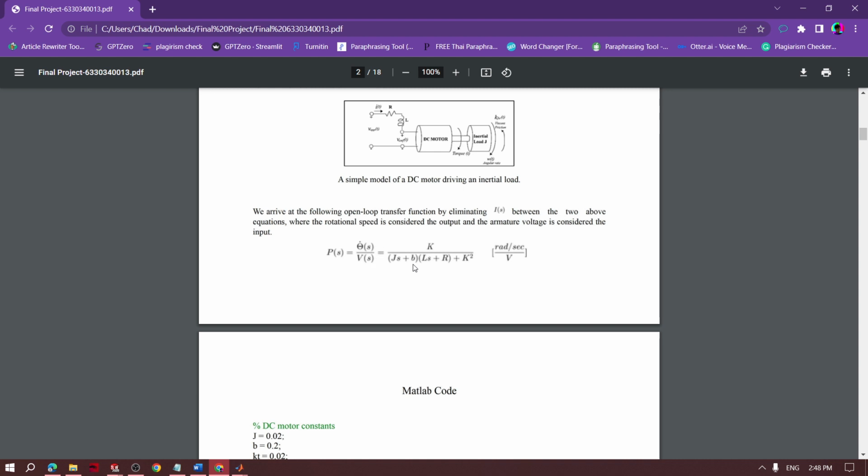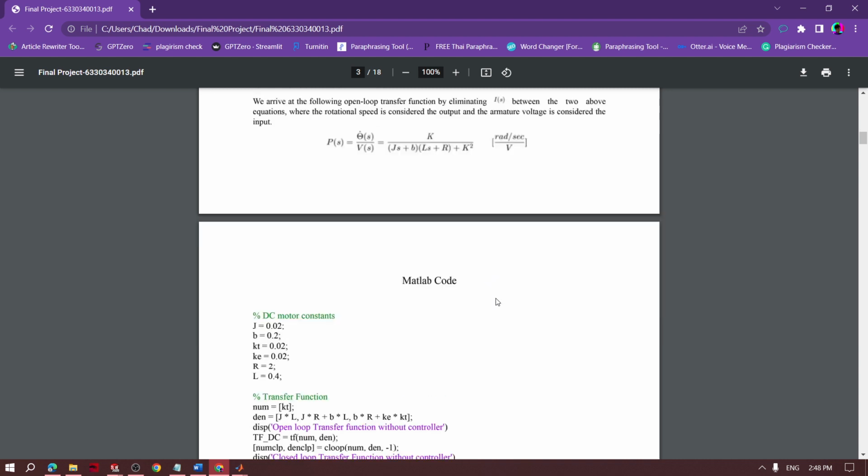And the next equation is the open loop transfer function, obtained by eliminating I between the two above, where the rotation speed is considered the output and the armature voltage is considered the input. So P(s) equals K over (Js plus b) multiplied by (Ls plus R) plus K squared. The unit is rad per sec over V.